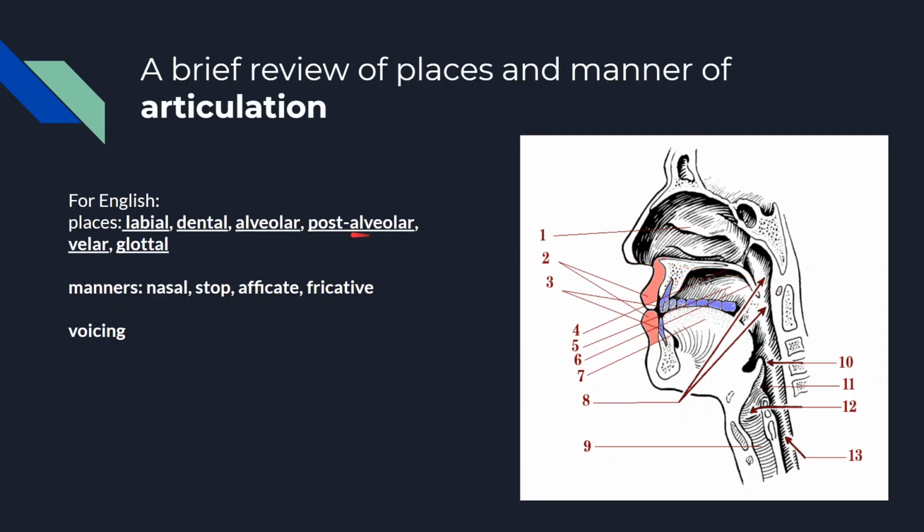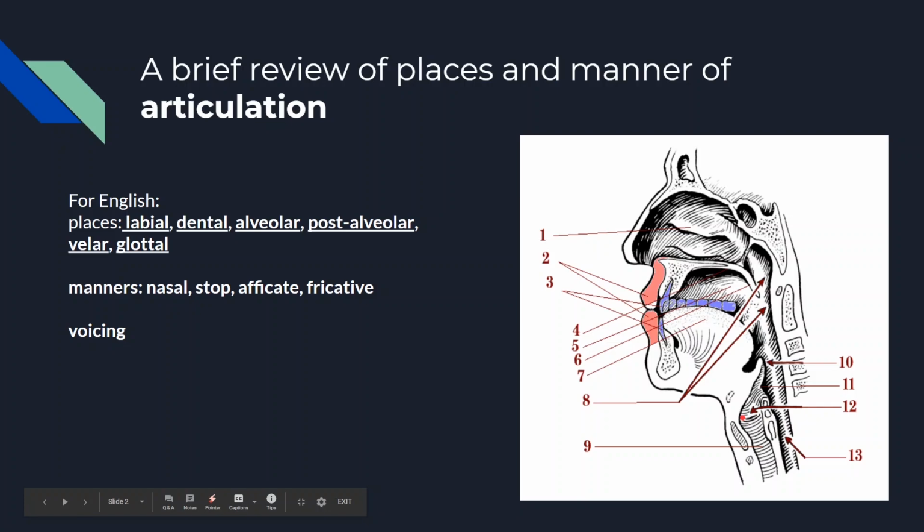And post-alveolar, which when we come up, is behind. Post means after. Behind the alveolar ridge. There. Velar is back here, and glottal is all the way down here. We'll get to that later. Manners of articulation. We have the word nasal. Some of the sounds we make have a nasal sound. Stops, affricates, and fricatives. And there's also voicing. Voicing comes from the throat.